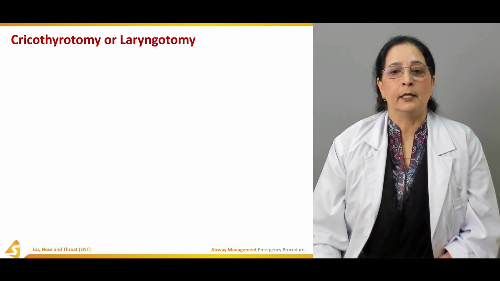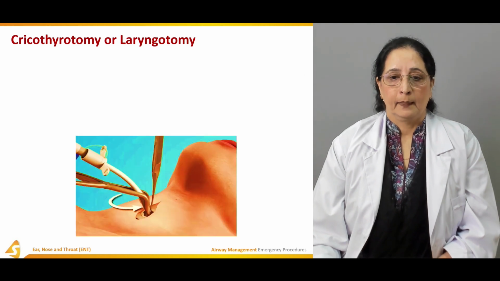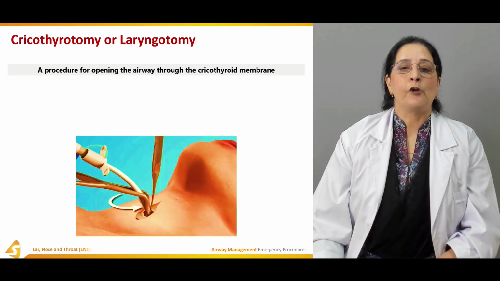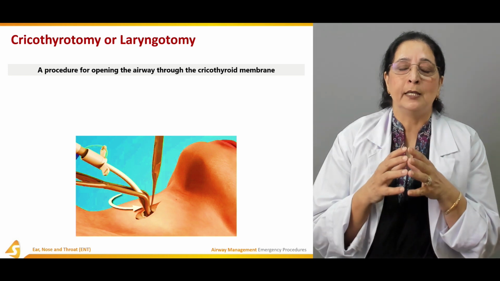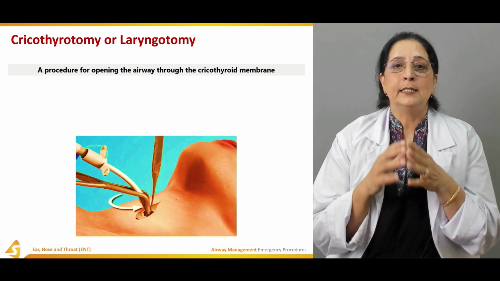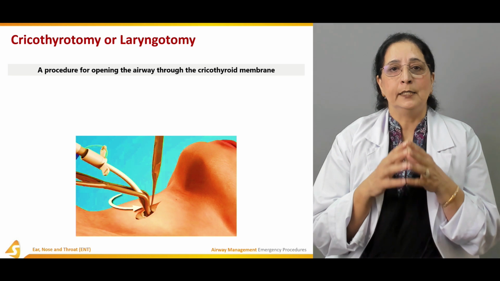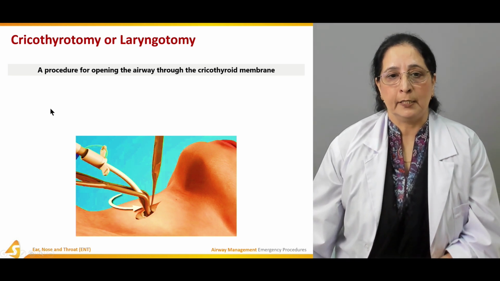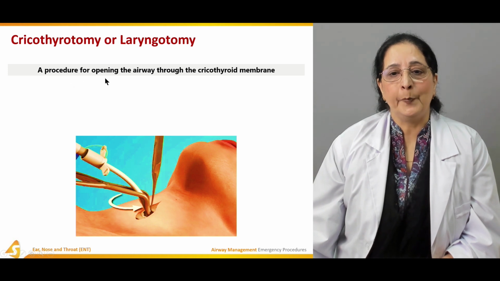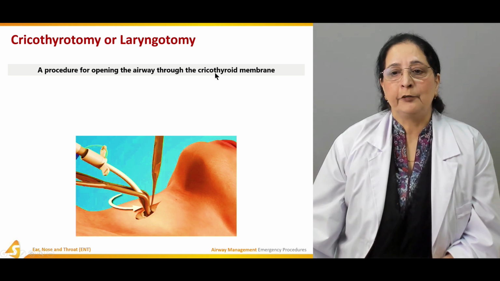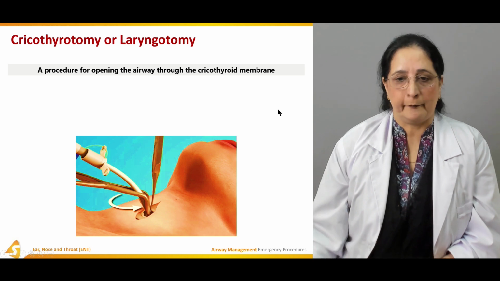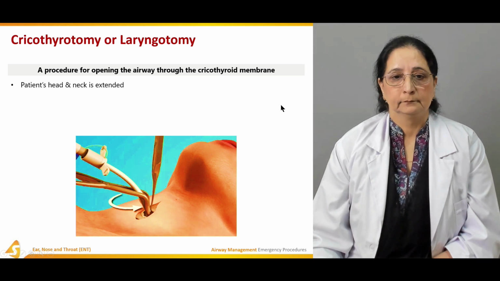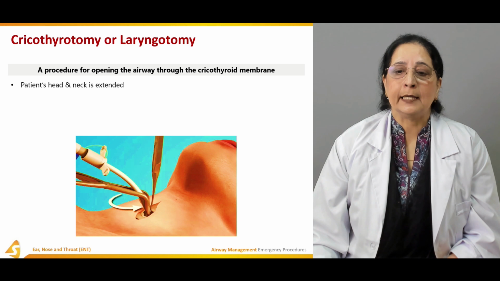Cricothyrotomy or laryngotomy. Now, "otomy" means the opening. So in this, the opening is in the cricothyroid cartilage or membrane, or in the larynx, laryngotomy. A procedure for opening the airway through the cricothyroid membrane. Patient's head and neck is extended.